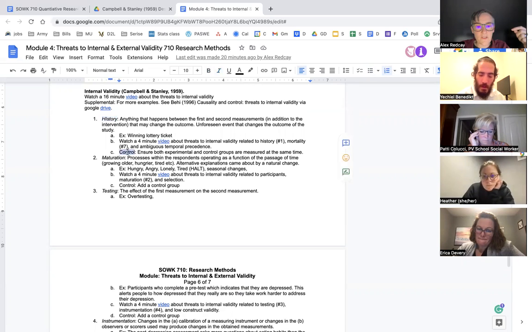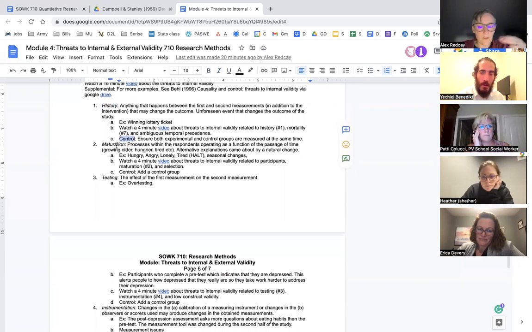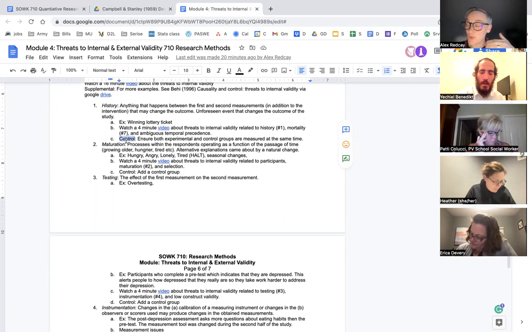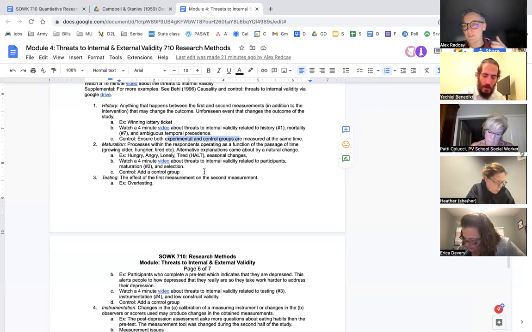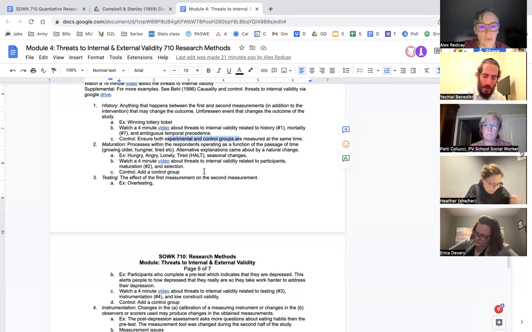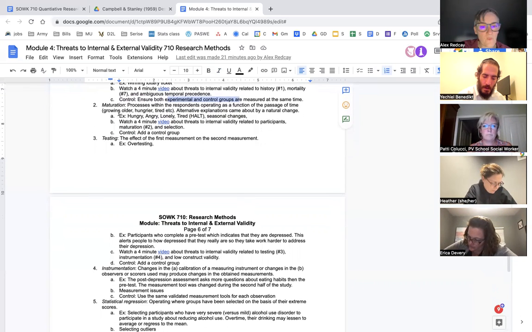And then this right here in the module, it says control. What that means is, how do you fix it? If you are concerned about a history threat, you fix it by making sure that the experimental and control groups are measured at the same time. Okay, that's a way. So if something happened to the group, it happens to them together, and that's a way that you can control that problem.